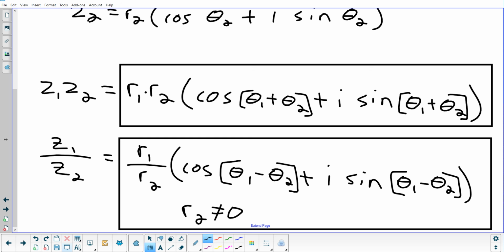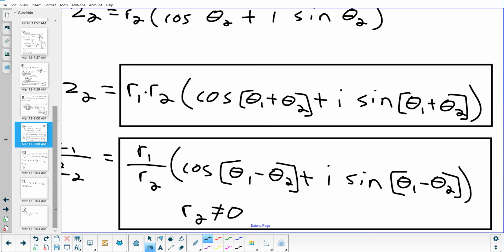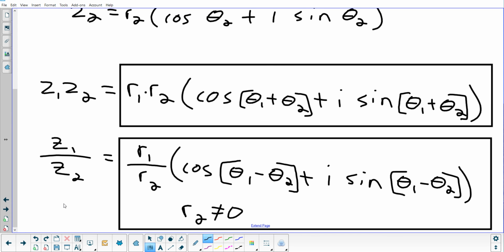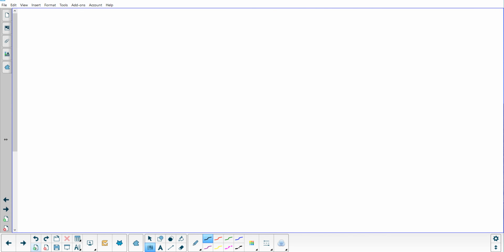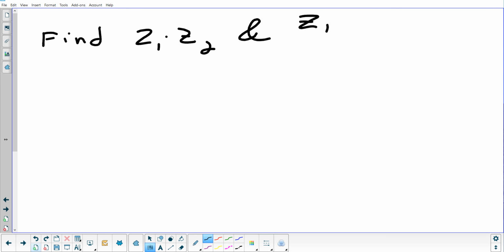All right, and I'm just going to make up a problem, and we'll do multiplication, and we'll do division. I'm going to make one up with nice numbers. You might not always have nice numbers. Use a calculator if you need to. All right, so let's find z1 times z2, and z1 divided by z2.